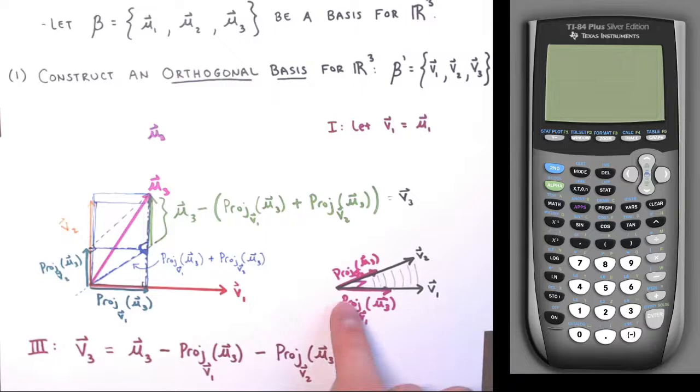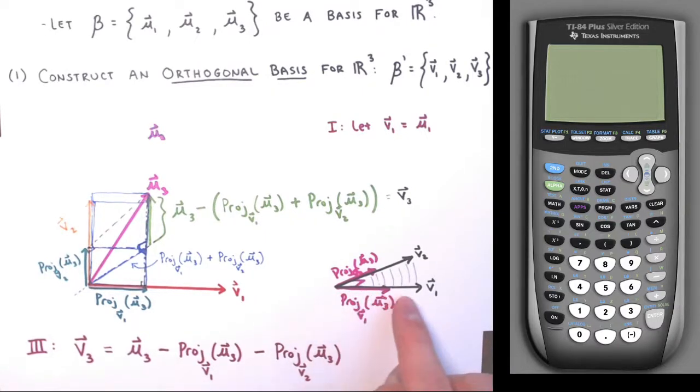And those should be perpendicular, right? Those should be orthogonal because they're in line with v1 and in line with v2, and those are already orthogonal. And these two vectors kind of are the sides of a rectangle. You can think of these as the sides of a rectangle at the bottom of a rectangular prism.